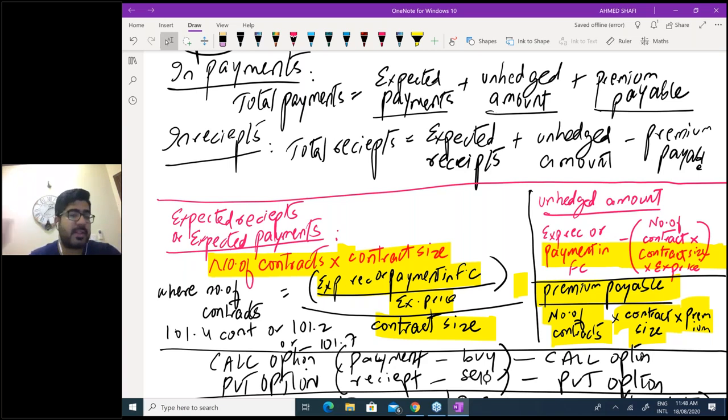The formula of expected receipts or payments is number of contracts into contract size. How is the number of contracts computed? I've told you, it's in front of you. Premium payable is number of contracts into contract size into premium.